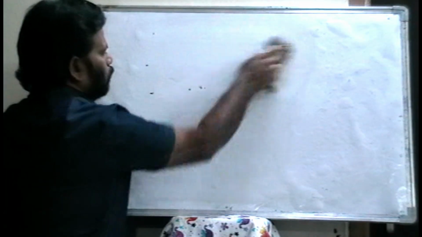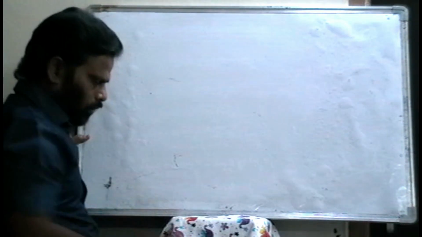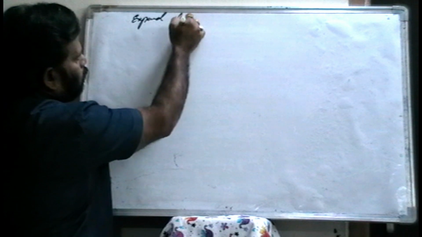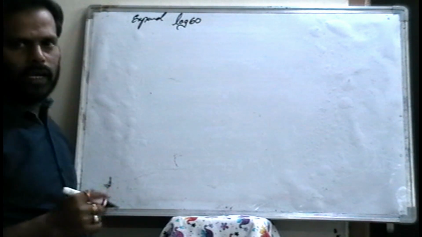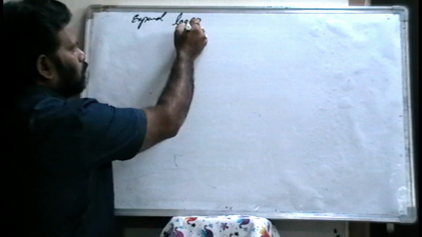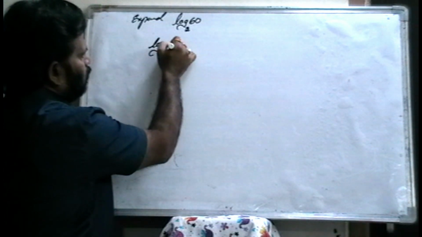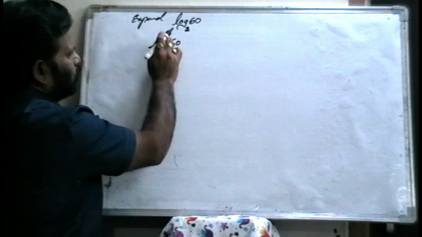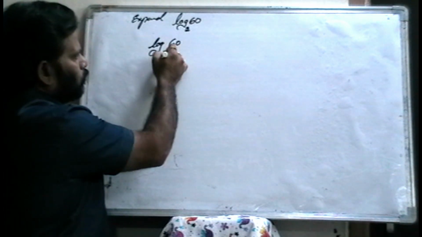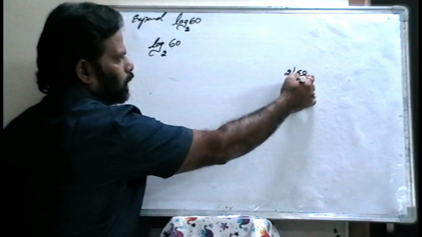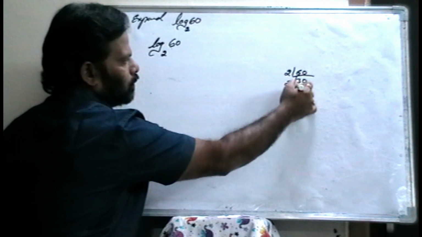Now some examples, some sums which depend on these formulas. For example, expand log 60. Expand log 60, suppose to the base 2 or to the base 5, whatever it may be. So write down log 60 to the base 2. 60 is divided into prime factors: 2 thirties are 60, 2 fifteens are 30, 3 fives are 15.